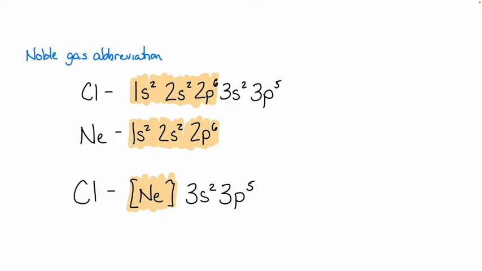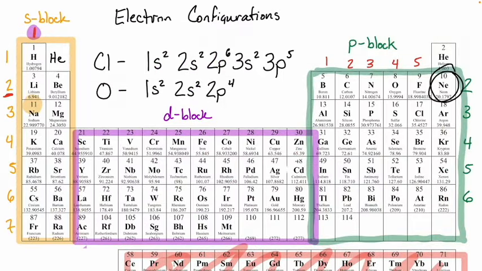Okay, and then real quick, let's note that chlorine is right here on my periodic table, right next to argon. You have to use the next smallest noble gas. I had to go all the way back to neon to do my noble gas abbreviation. Argon's got more electrons than chlorine, so I can't use argon in my noble gas abbreviation. It's got to be the next smallest noble gas, and it has to be a noble gas. You can't just pick a random element.